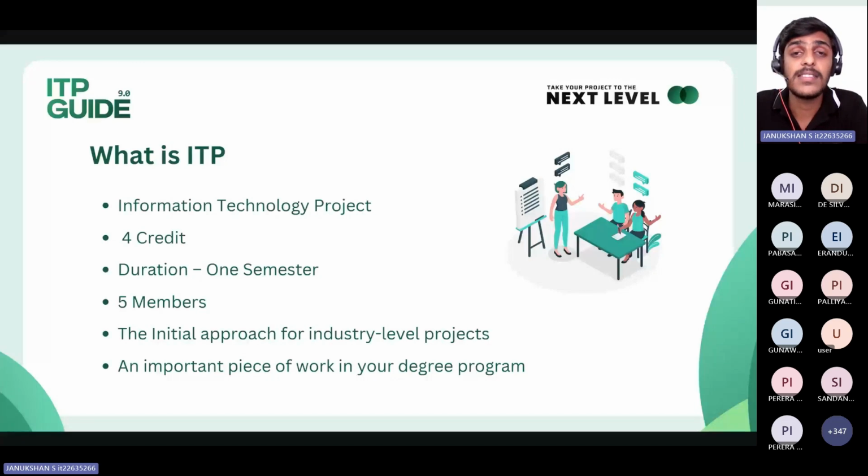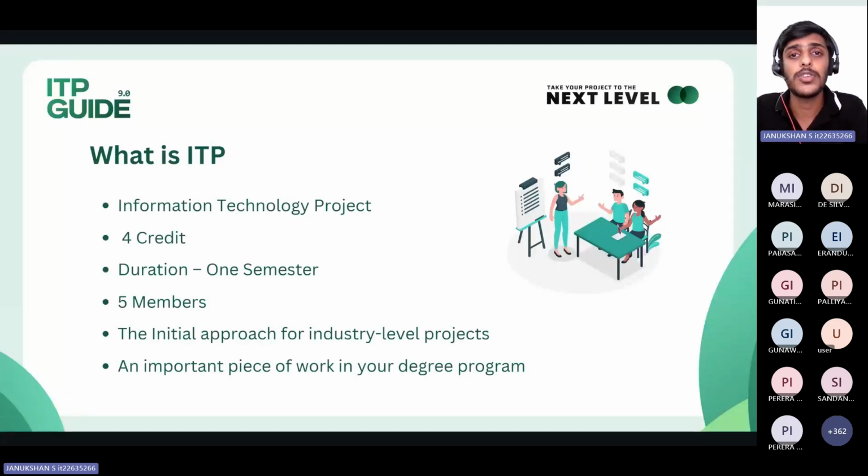And as this is a group project, each group consists of 5 members. And I think you all have registered as project groups during the vacation, right? So this project will be an initial approach to industry level projects. Unlike IWT and OOP, which you have done before, this is not an ordinary project, but an opportunity where you can solve a real world business problem.